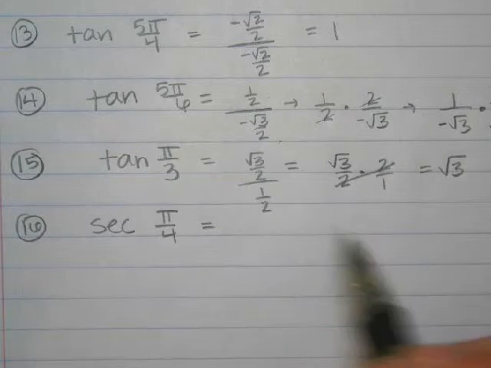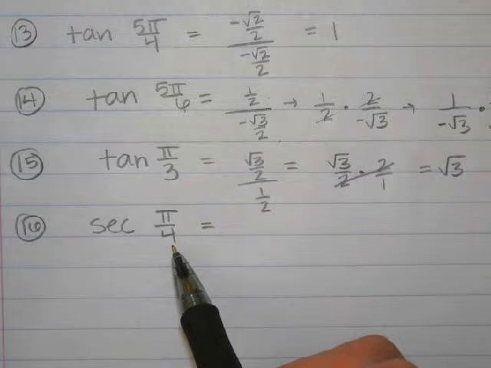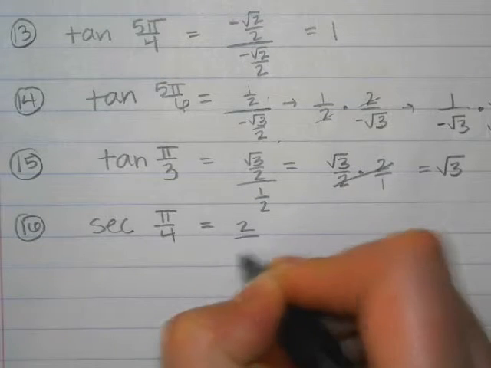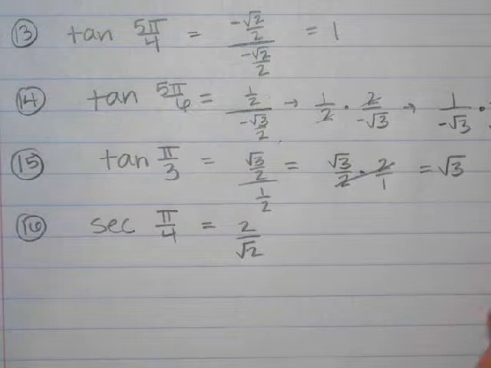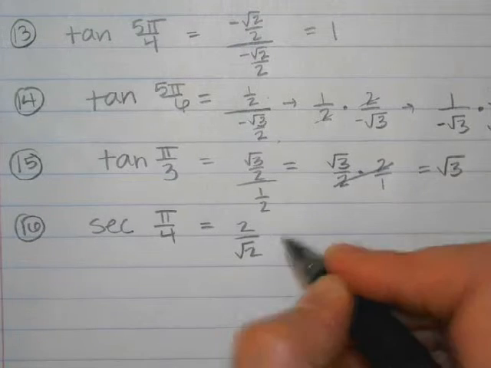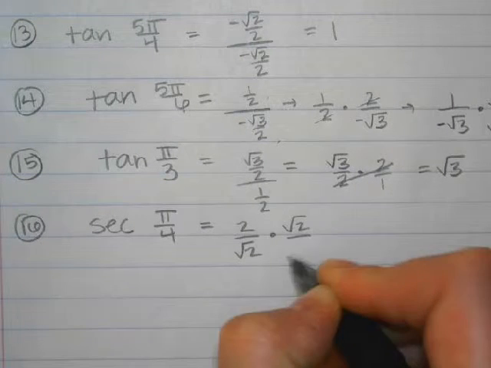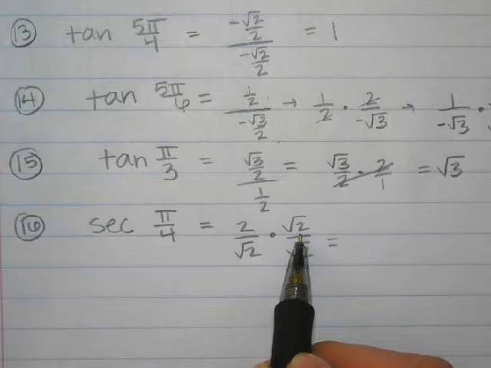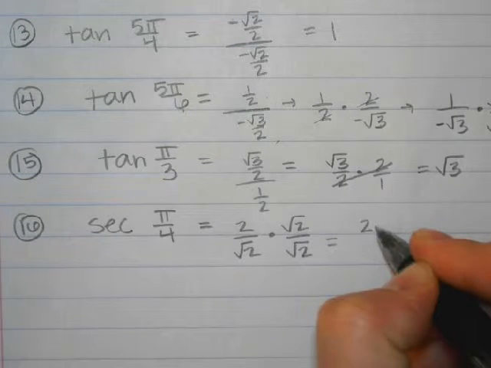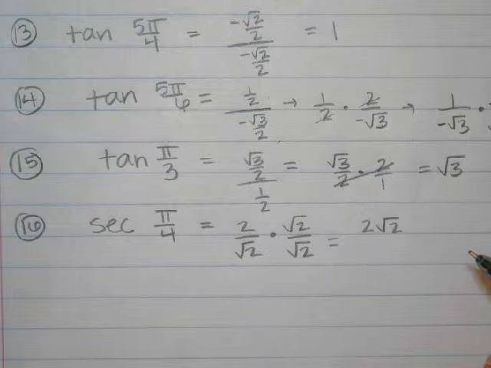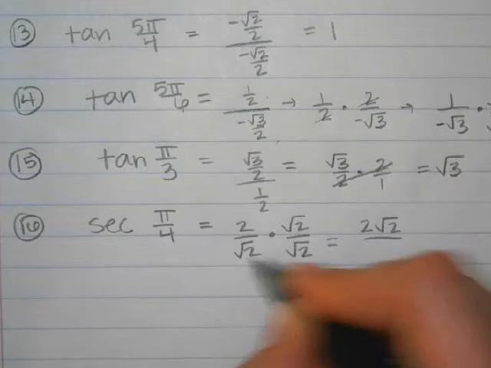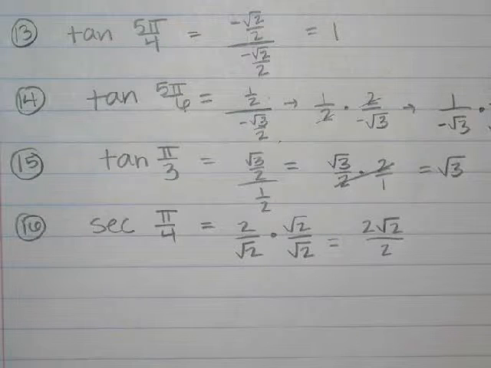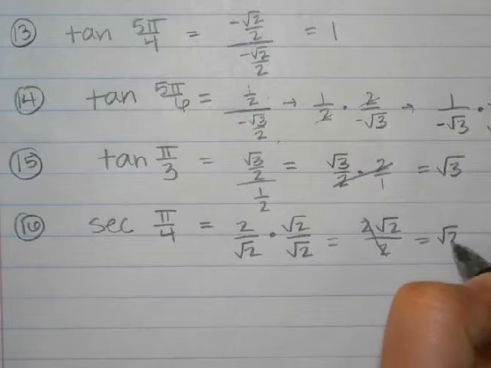So we look at pi fourths. We look at the x coordinate because secant is the flipped version of cos. And so we flip cos. So we have 2 over square root 2. And then what do we have to do? Multiply by root 2 on top and root 2 on bottom. And so what do we have across the top? 2 square root 2. What do we have across the bottom? Root 2 times root 2 is 2. And the 2's cancel, and so we just get root 2.